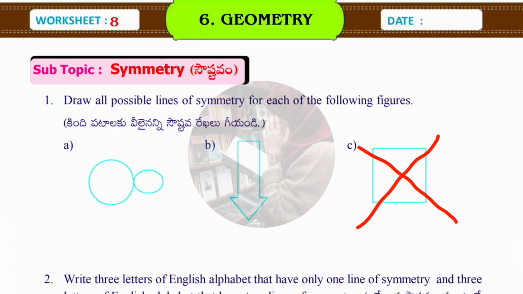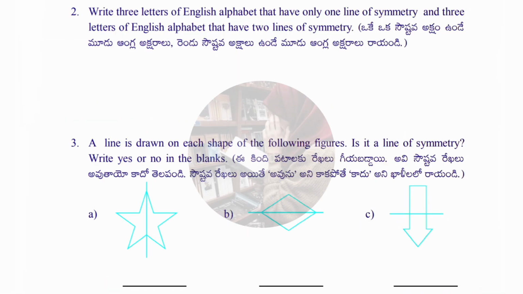Okay guys, for the first picture, only one line of symmetry is possible here, which gives equal parts on either side. For picture 2, here also only one line of symmetry is possible, which gives equal halves on both sides. Let's observe the third picture, which is a square. Here we can draw four lines of symmetry, which give equal halves on either side, meaning equal parts after drawing the lines of symmetry.